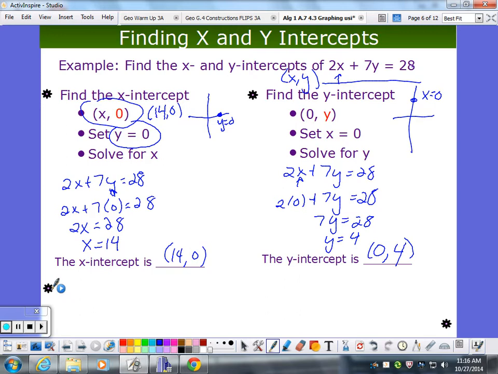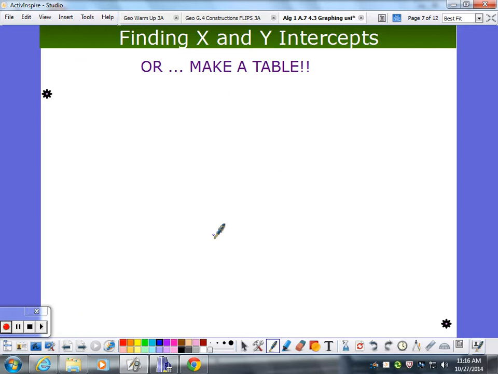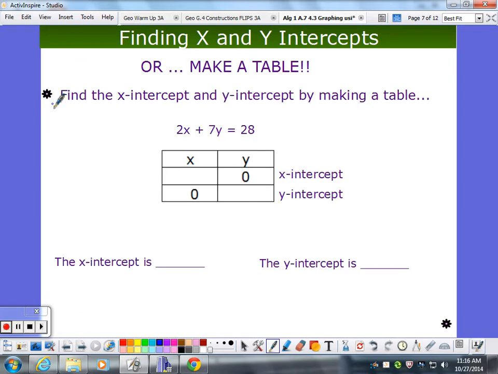And then, so what? What do we do with these things? And I just put a little reminder here. We said y equals 0 to find the x-intercept and x equals 0 to find the y-intercept. For finding an x-intercept, you should end with x equals. When you're finding a y-intercept, you should end with y equals. Right? Okay.